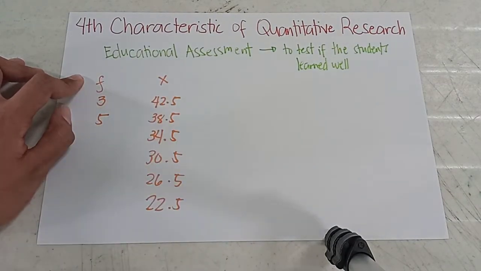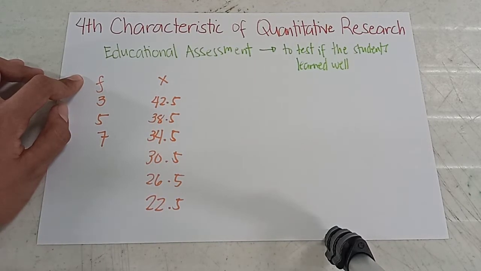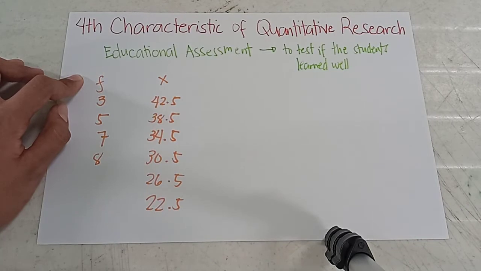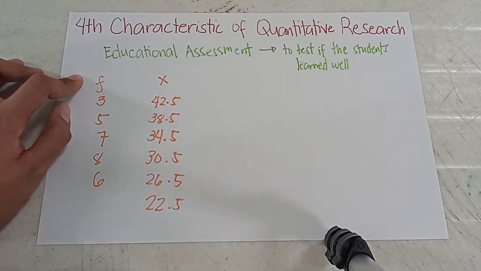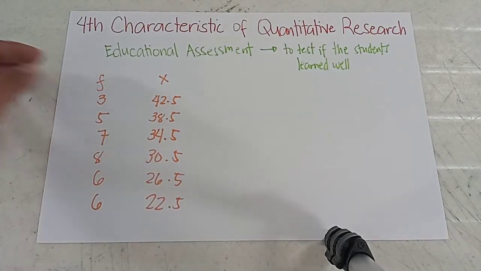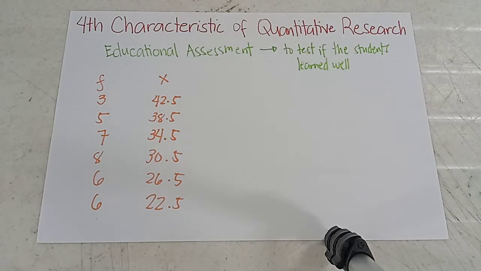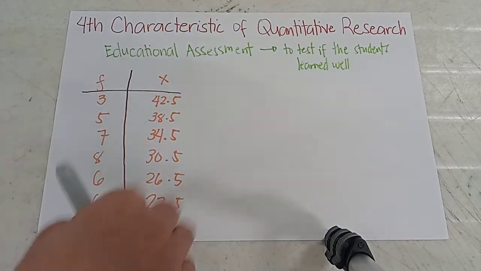Now, let's say 3 students got a score of 42.5. 5 students got a score of 38.5. 7 students got a score of 34.5. 8 students got a score of 30.5. 6 students got a score of 26.5. And another 6 students got a score of 22.5. With this data presented as rows and columns, it will be called a frequency table.